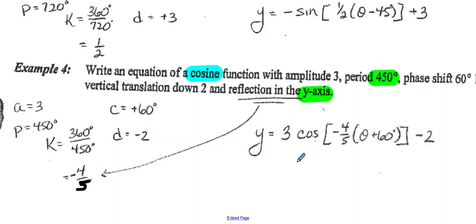So when it all gets put into your equation, it's y equals 3 cosine. Put your double bracket in here, negative 4 over 5 for your K value, positive 60 for your phase shift, and then you have negative 2 for your vertical translation. So that sums up your equation.